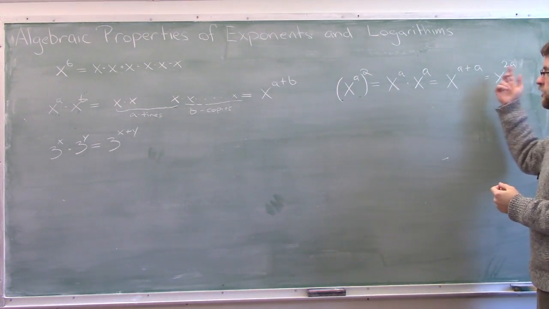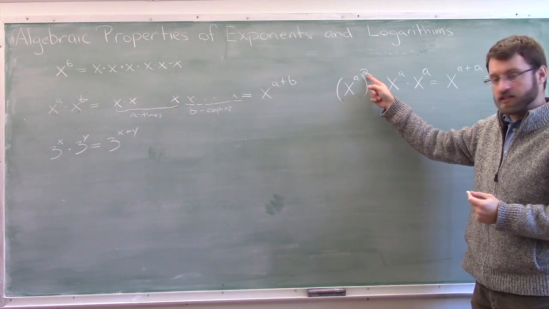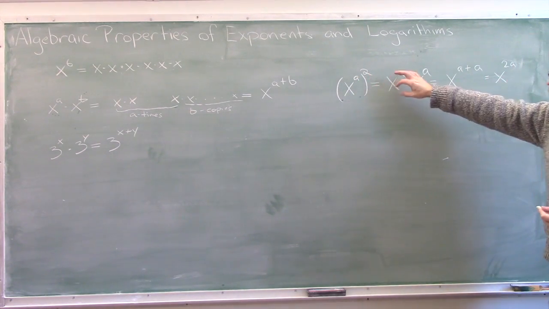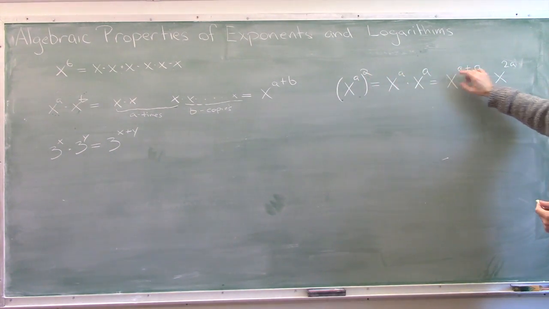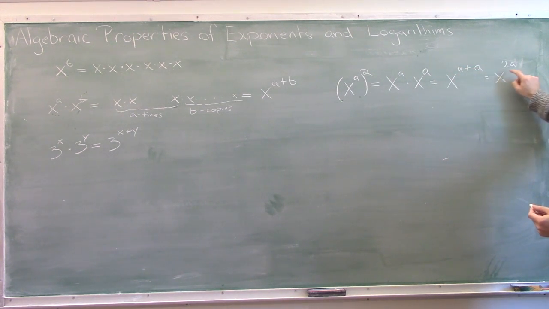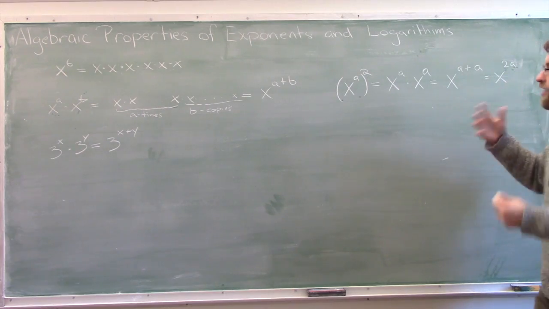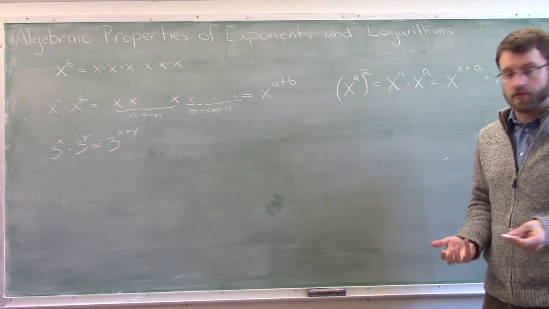All right, so here we had a power raised to a power, and once we work through all these different variations, all these different representations of this, we end up with x to the 2a. There the powers have multiplied together. That's indicative of the pattern that happens in general.